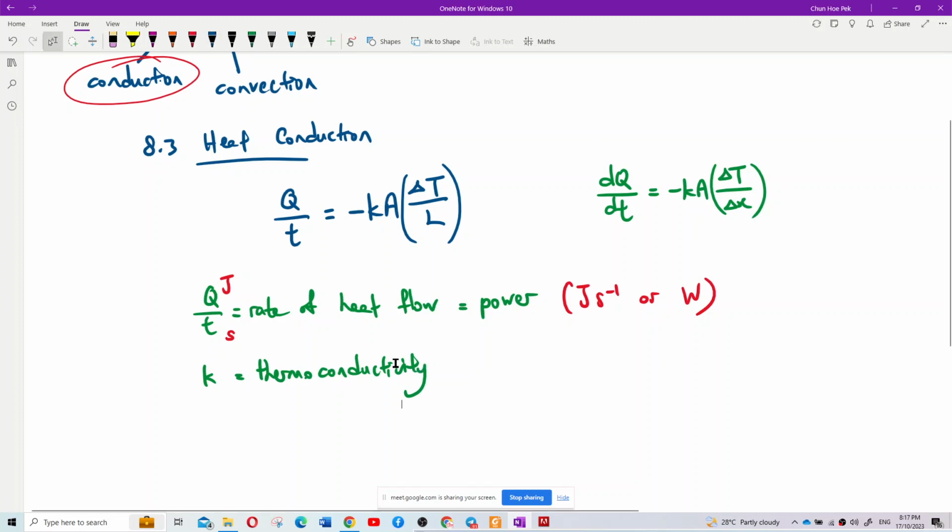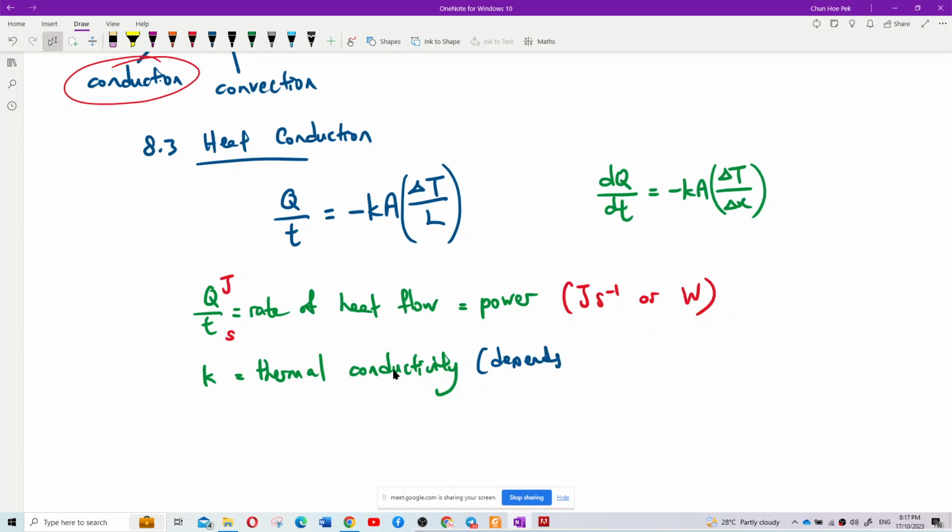Sorry, not thermo. It's thermal conductivity. Thermal conductivity. And what's the unit for thermal conductivity? Later we will work it out. Okay, well, what is thermal conductivity? What I can say is thermal conductivity depends on what?